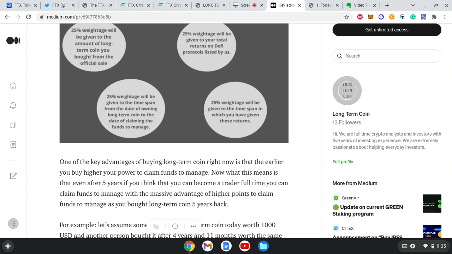Here, either you can own less long-term coin tokens and give higher returns, or you can own more and more long-term coins and can afford to give lesser returns and still be able to claim a massive amount of funds to manage, or you can do both. In long-term coin protocol, everything balances out itself. That's why we call it a self-sustaining protocol.